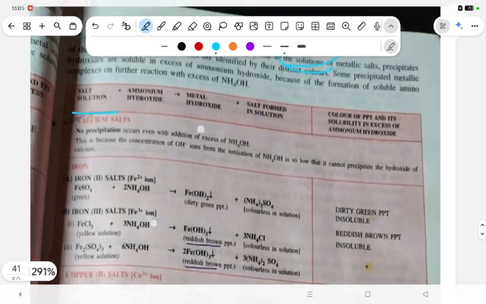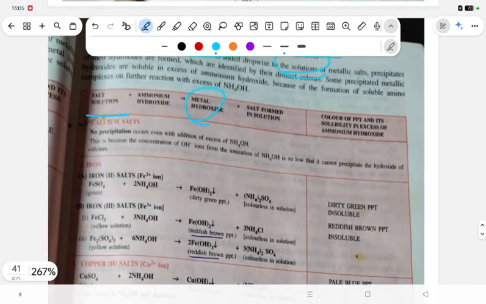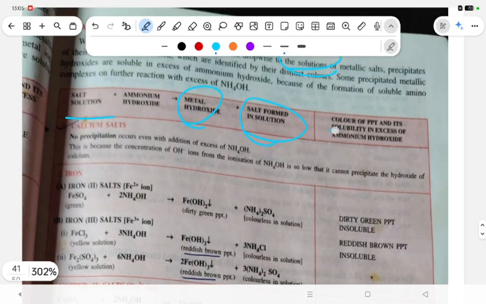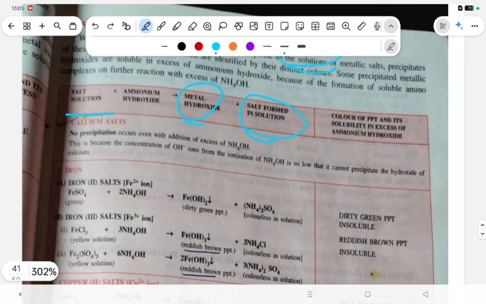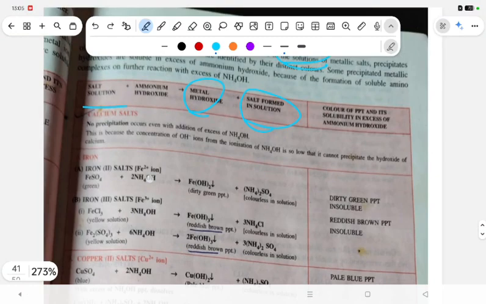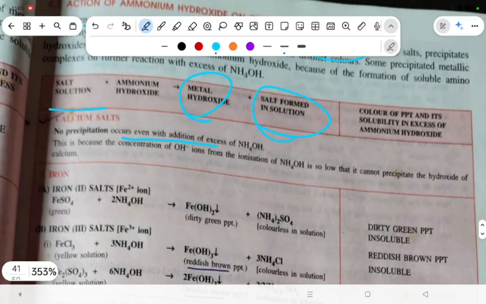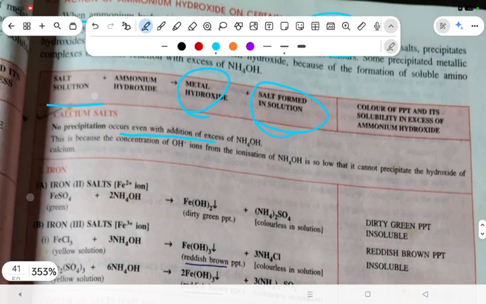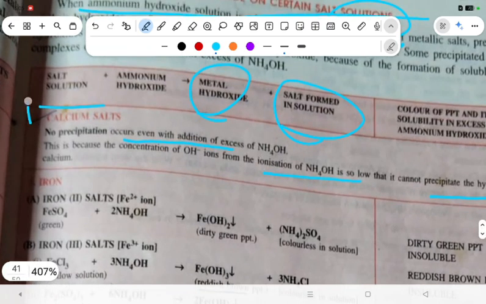Salt solutions plus ammonia give rise to metal hydroxide plus salt formation in solution, and the color of the precipitate and solubility in excess of ammonium hydroxide. Calcium salts: no precipitate occurs with addition of excess of NH4OH. This is because the concentration of OH minus ions from the ionization of NH4OH is so low that it cannot form a precipitate of the hydroxide of calcium. It is very, very important. You can surely be asked reason questions this year.